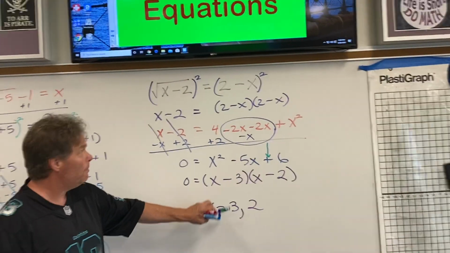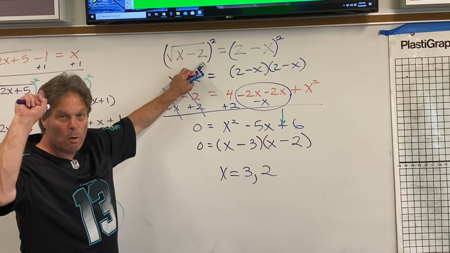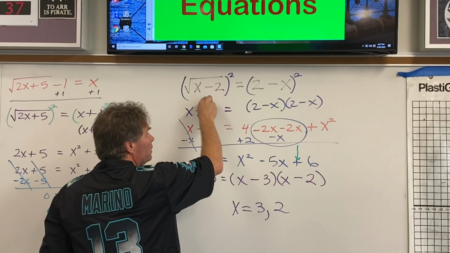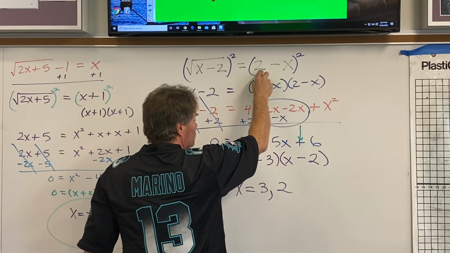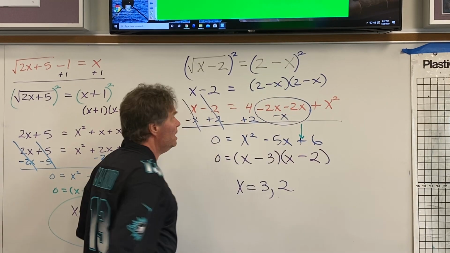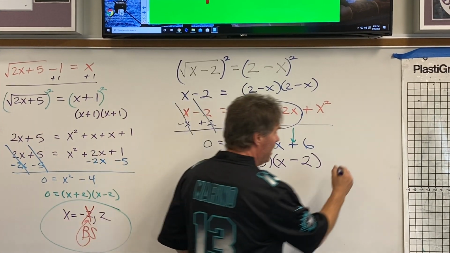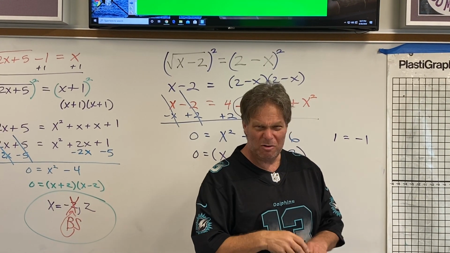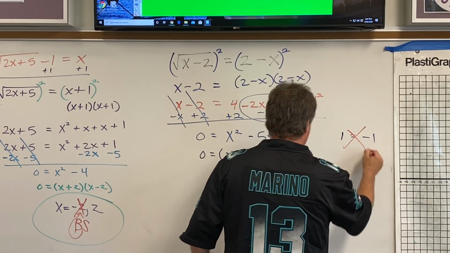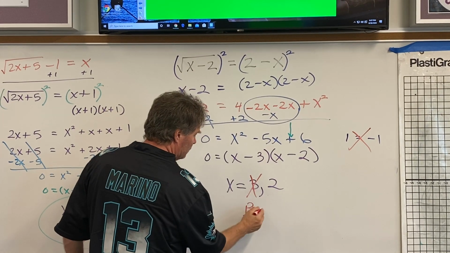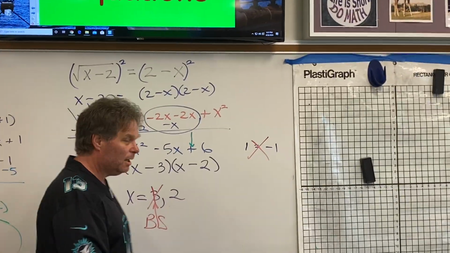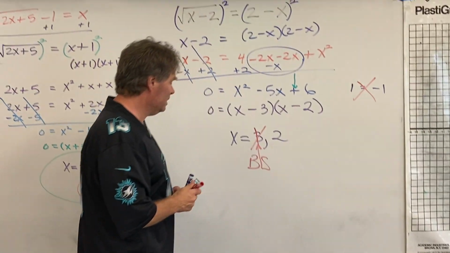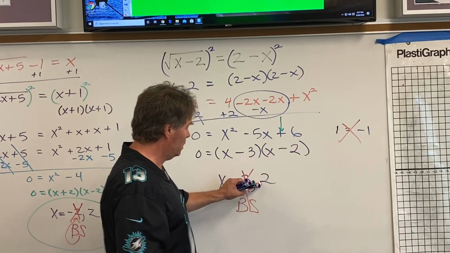Let's start with 3. 3 take away 2 is 1. Square root of 1 is 1. This whole side is 1 before you square it, right? Equals 2 take away 3, which is negative 1. Now, 1 equals negative 1. Is that true? No, that's not true. That makes 3 a bogus solution. Okay, I'm waiting for the apology. Okay, thank you.